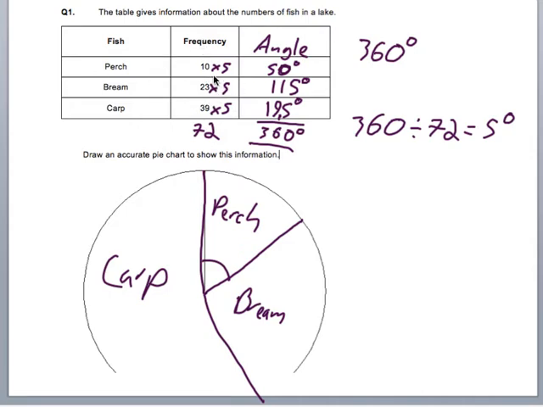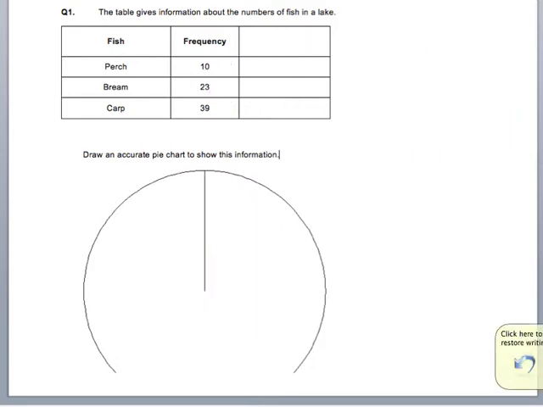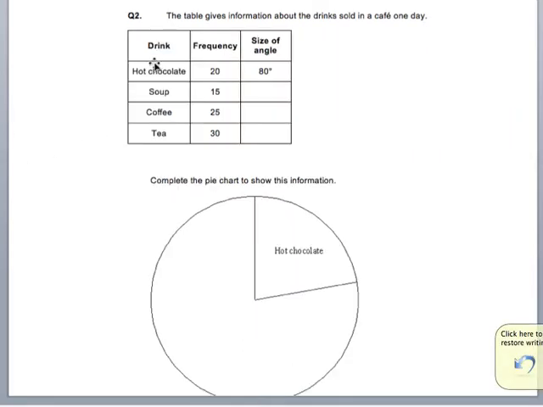So that's simply it. You take the total frequency and divide 360 by the frequency, and that gives you the angle which represents one, in this case fish. You do the multiplication, which gives you the angle, and then you draw it out on the pie chart. So we'll do another question very similar to that.